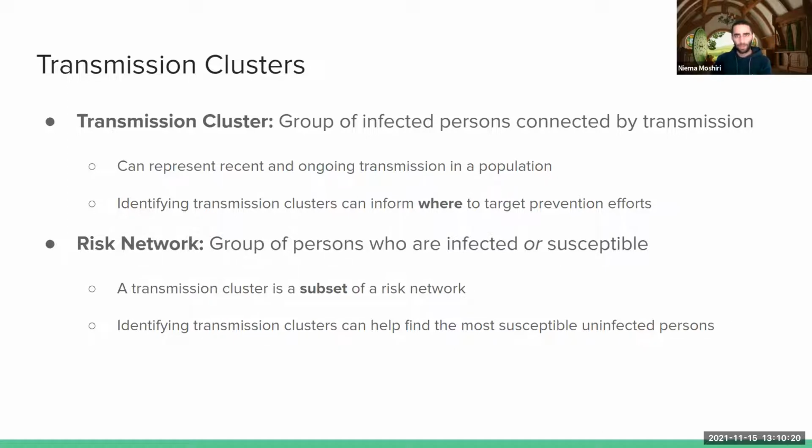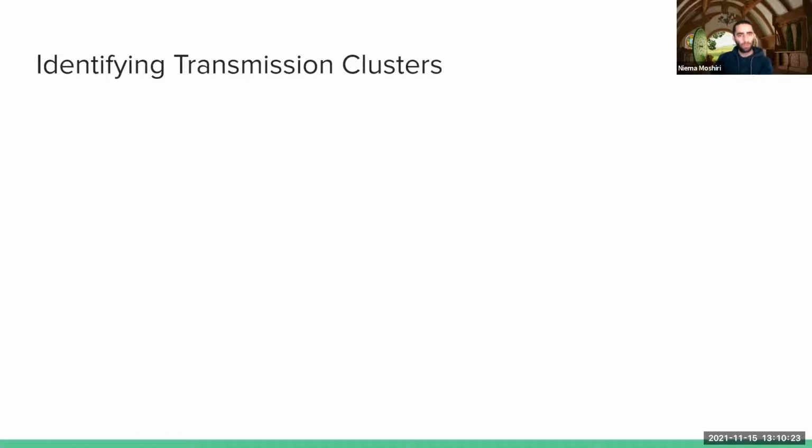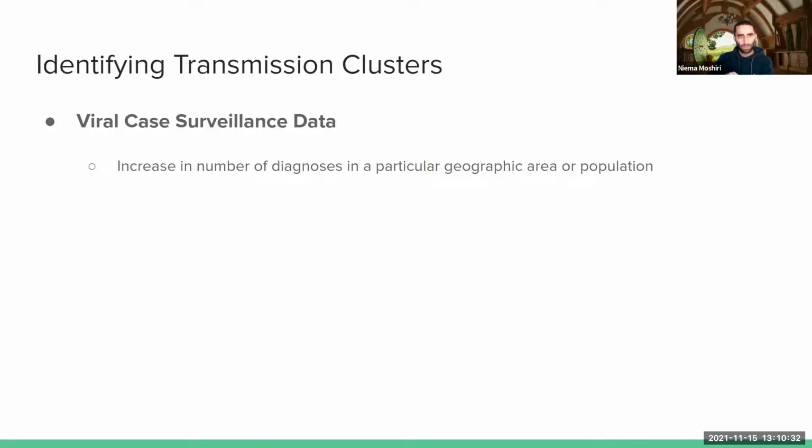Yeah, great question. Okay, so how do we actually identify transmission clusters? One way you could do it, and this was the historical way, was using viral case surveillance data. In general, you would look for an increase in the number of diagnoses in a particular geographic area or population. So maybe we have COVID cases by zip code, and we would see, oh, this zip code is increasing really fast, so let's zoom in over there. Oh, there's a question in the chat: does susceptible people include those who are not near the transmission cluster?